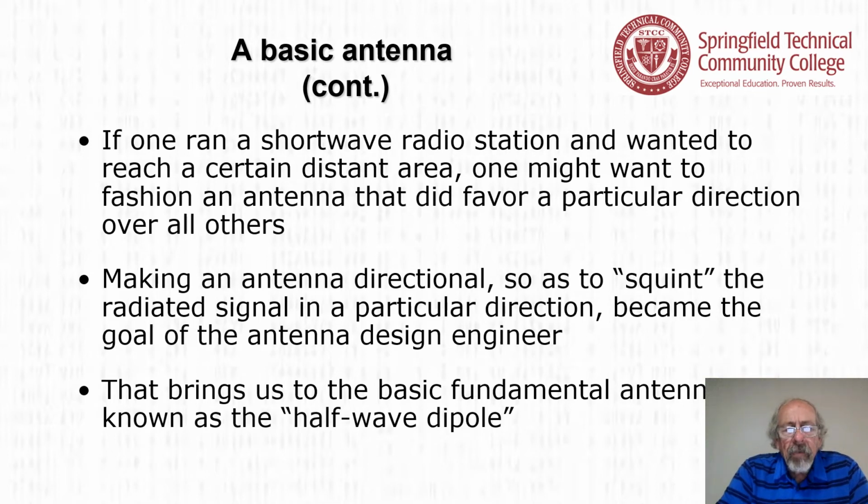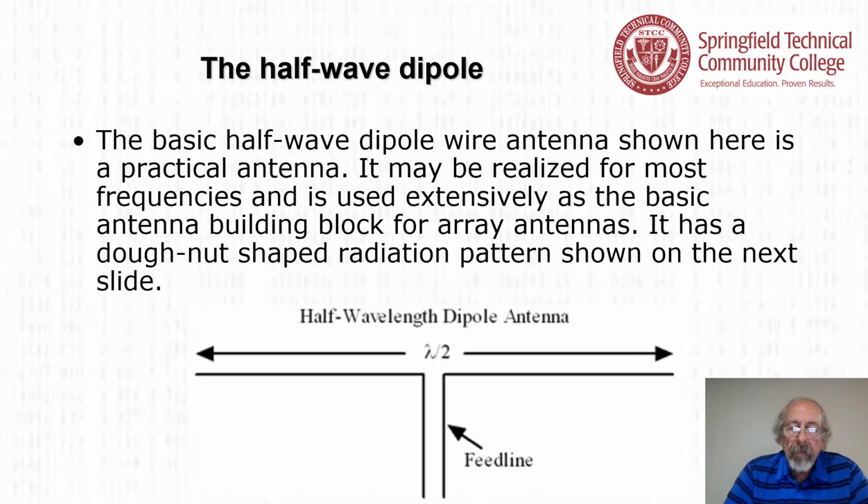So if one ran a shortwave radio station and wanted to reach a certain distant area, one might want to fashion an antenna that did favor a particular direction over all others. So making an antenna directional, so as to squint the radiated signal in a particular direction, became the goal of the antenna design engineer. That brings us to the basic fundamental antenna known as the half-wave dipole.